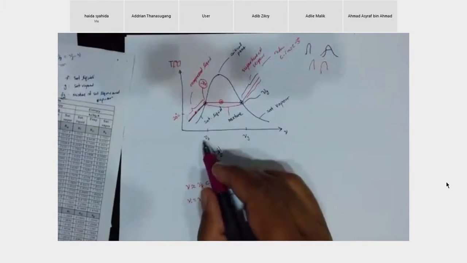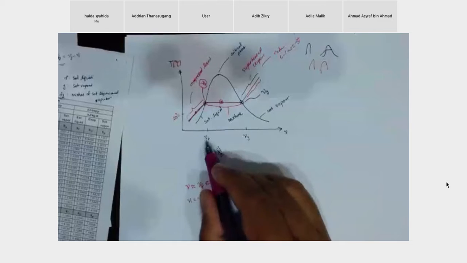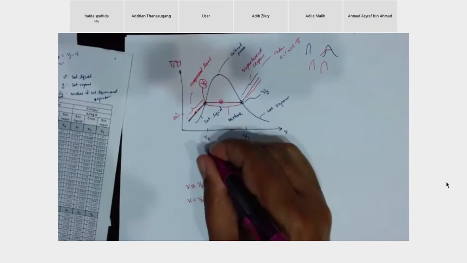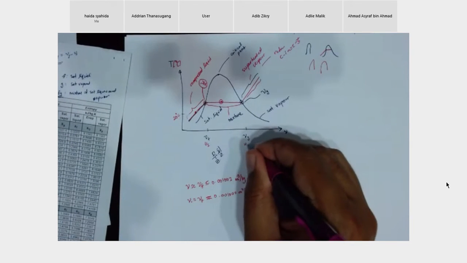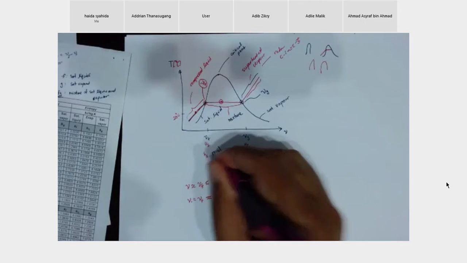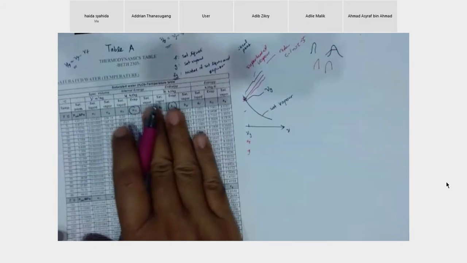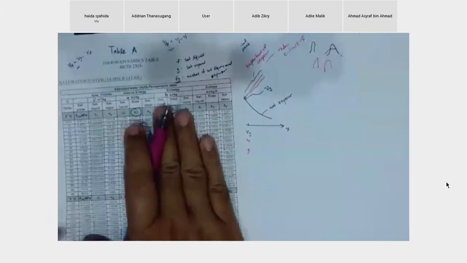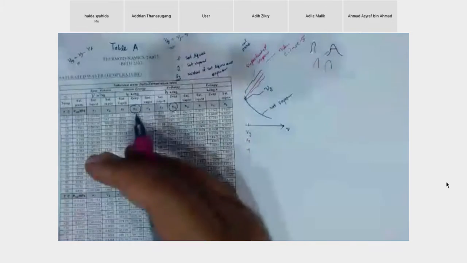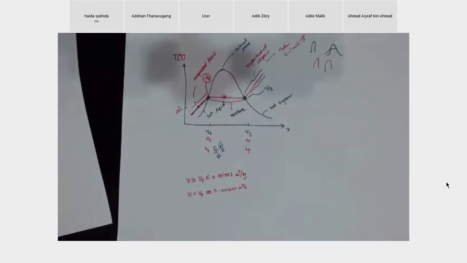So same lah kalau kita ubah HG, HF, HG, UF, UG, kan tak ada masalah. So the values are the same. Okay, HF, HG. So if above this point, you cannot refer to either table A or table B, or B1, B2 or A1, A2. You have to refer to table C. Okay, because it is in the superheated region.